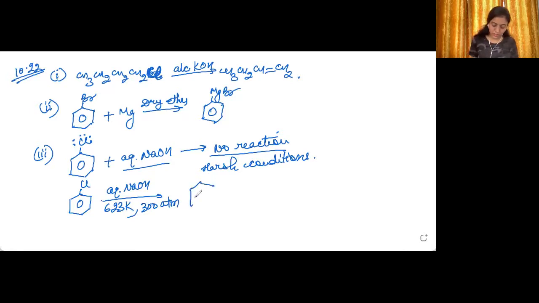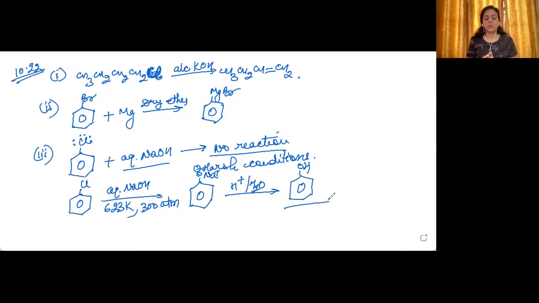So what will happen at the first step? It will lead to the formation of sodium phenoxide. Then, when it is treated with dilute acid, it undergoes acidic hydrolysis and leads to the formation of phenol as the product. So I think this should be the equation. No reaction should not be written, perhaps, not sure.